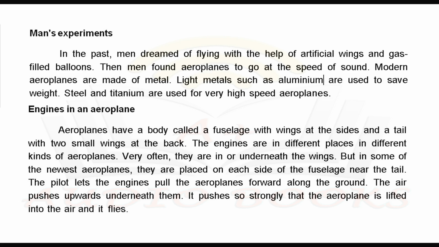Engines in an aeroplane. Aeroplanes have a body called a fuselage with wings at the sides and a tail with two small wings at the back. The engines are in different places in different kinds of aeroplanes. Very often, they are in or underneath the wings. But in some of the newest aeroplanes, they are placed on each side of the fuselage near the tail.